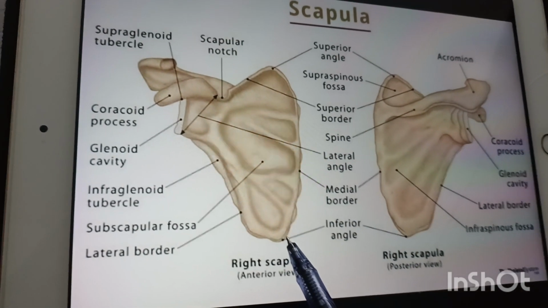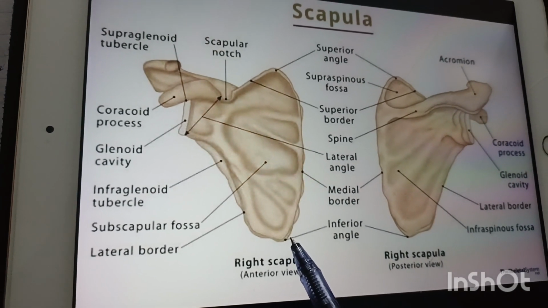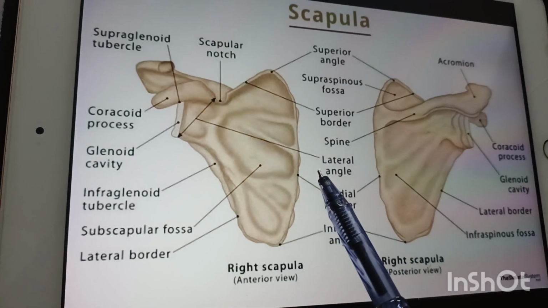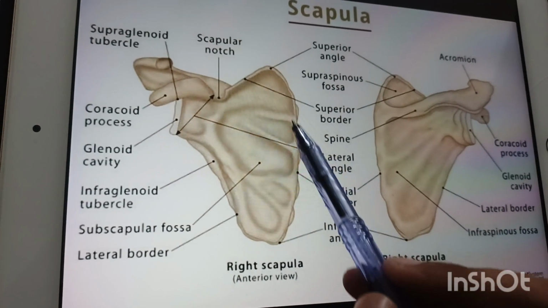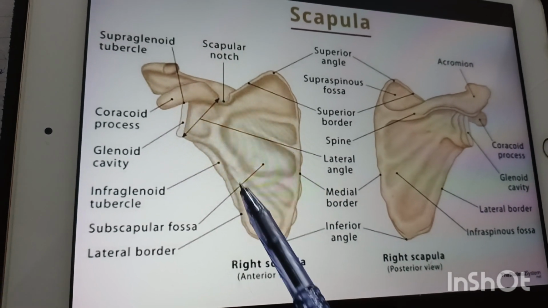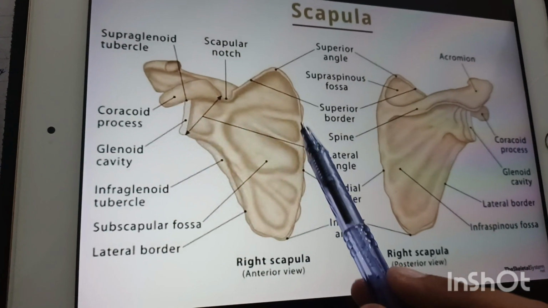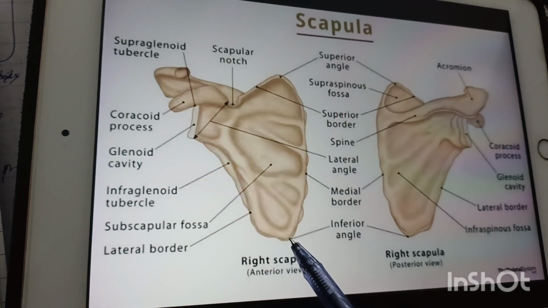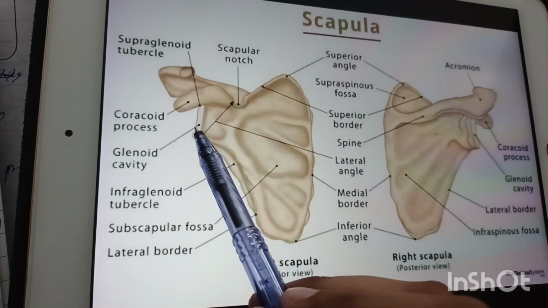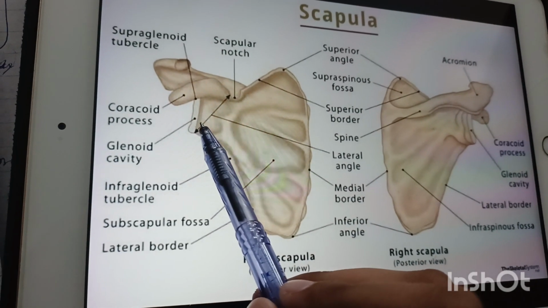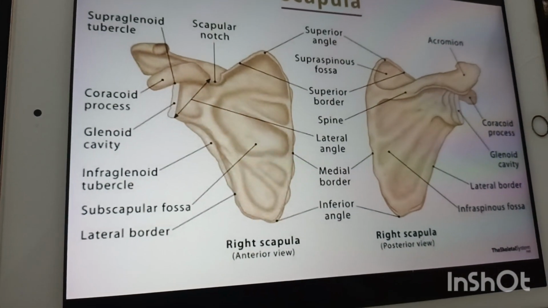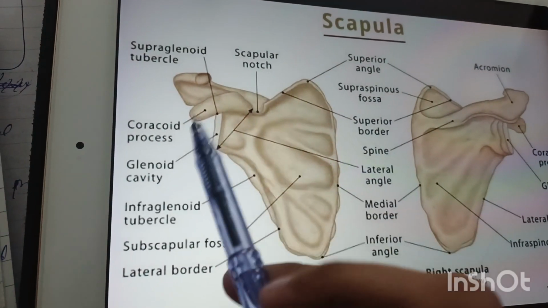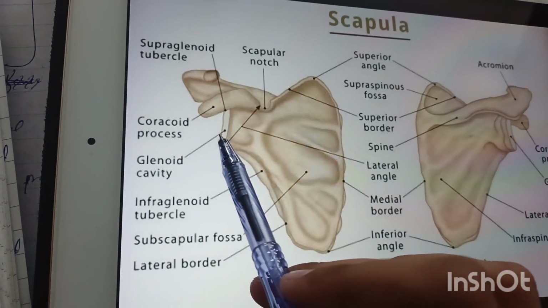And there is the inferior angle. The inferior angle is situated between the lateral border and the medial border. The lateral border is thick, the medial border is thin. Between the medial border and the lateral border, there is the inferior angle, and this is the glenoid cavity. So it is called the lateral angle too.